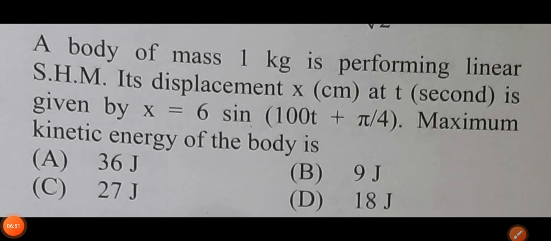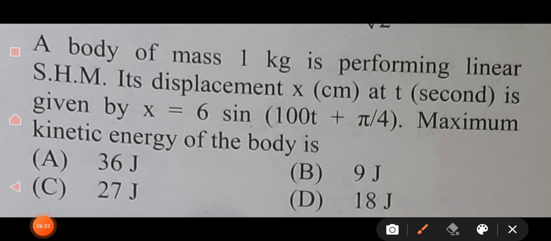Now the next question is: a body of mass m 1 kg performing linear SHM, with displacement in centimeter in t second, x is equal to 6 sin 100 t plus pi by 4. The maximum kinetic energy is 36 joule, 9 joule, 27 joule or 18 joule.